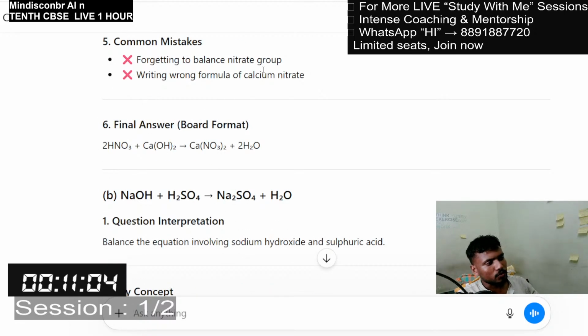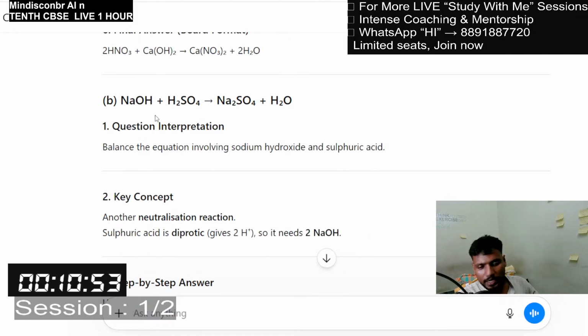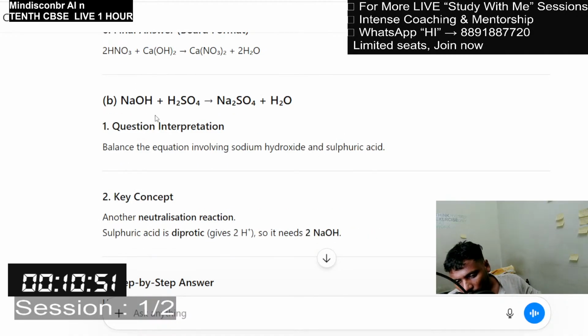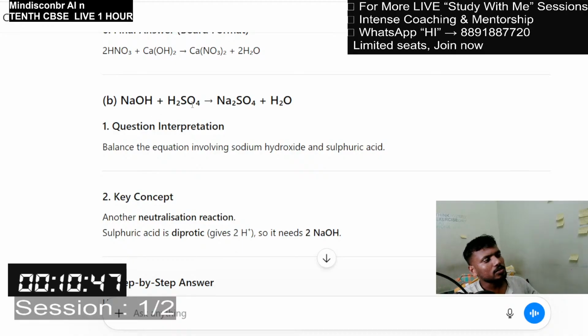Common mistakes: forgetting to balance the nitrate group, writing the wrong formula of calcium nitrate. Final answer, board format: 2 HNO3 plus Ca(OH)2 gives Ca(NO3)2 plus 2 H2O. And the second one is NaOH plus H2SO4 gives Na2SO4 plus water. This is also an example for a neutralization reaction. Here an alkali or base combines with the acid to form the corresponding salt, Na2SO4, plus water.